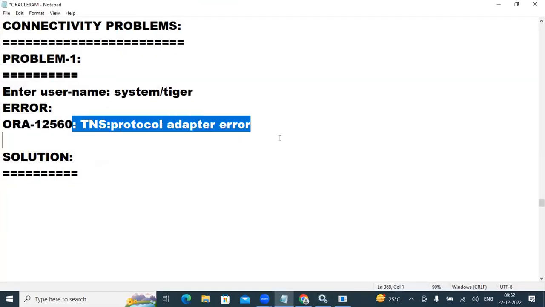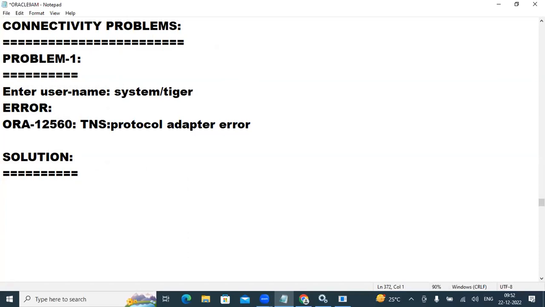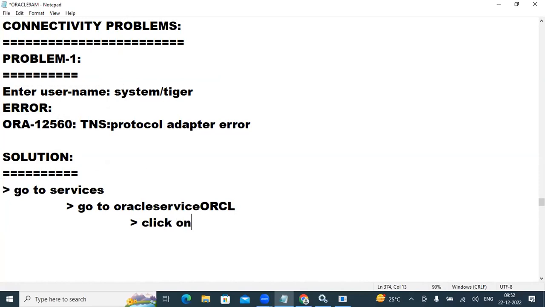Understand now? So solution is what now? Right down below. So go to services. Go to services. Next, go to Oracle Service ORCL. Okay. Next, click on it.